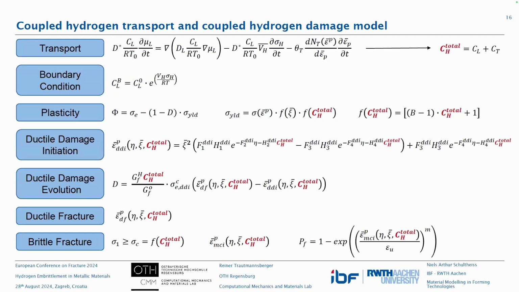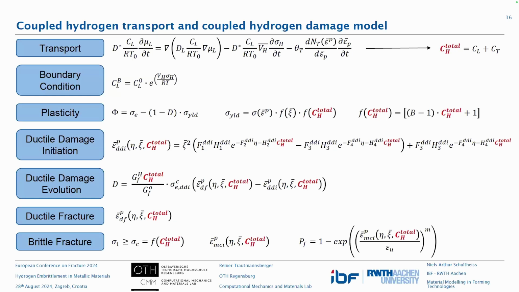Here in the top, you again see the transport function I described in the first model, which will give us the total hydrogen concentration. And after that, those are the formulas you just saw. And now as you can see, hydrogen embrittlement basically affects every key component of material behavior along the way.